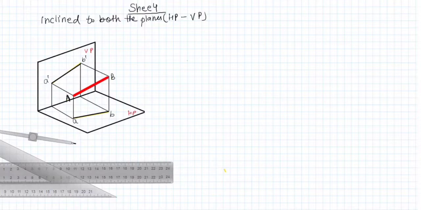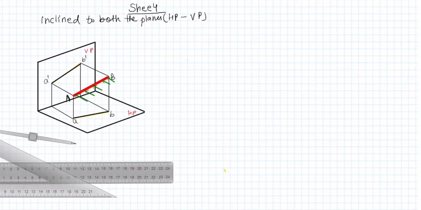If we try to look at this line from the front, these are the projectors, which will be parallel to each other and perpendicular to the plane. This will create a projection of the line AB on the vertical plane as A dash B dash. Similarly, to draw the top view, we will look at it from the top.